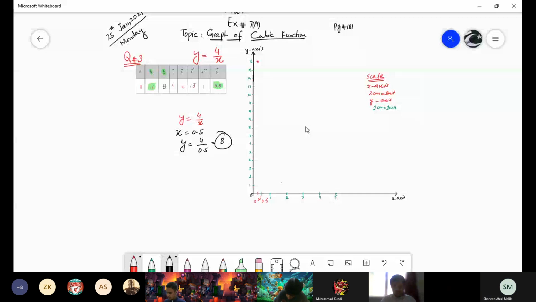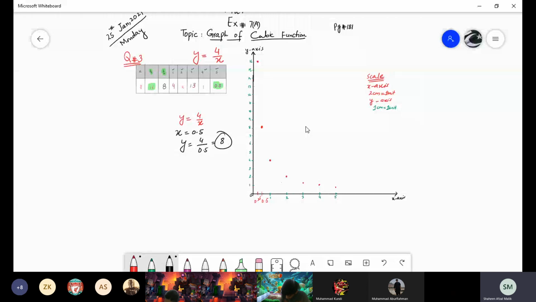Okay, ma'am. And for 0.5 it is 8. Then for 1 it is 4. For 2 it is 2. For 3 it is 1.3. 1.3 means some point. You have to mark the point after 1, 3 small boxes. Then for 4 it is 1 and for 5 it is 0.8, somewhere here.